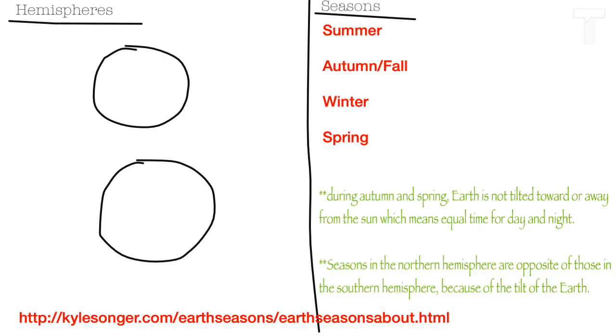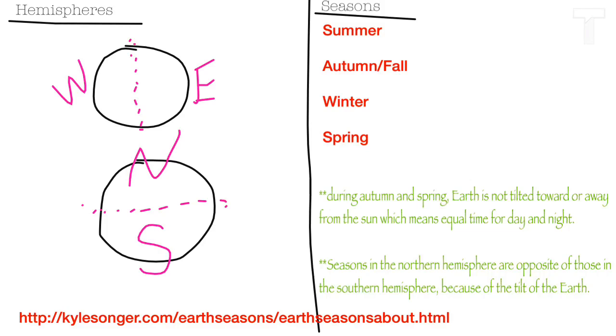These circles stand for Earth. Okay, Earth has hemispheres. If we draw a dotted line, bear with me as I try dots, there we go. As we draw a dotted line, we know that the left side is our western hemisphere and the right side is our eastern hemisphere. And if we draw a dotted line going this way, the top part is our northern hemisphere and the bottom part is our southern hemisphere. You have to know this.